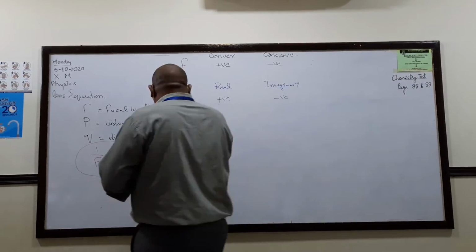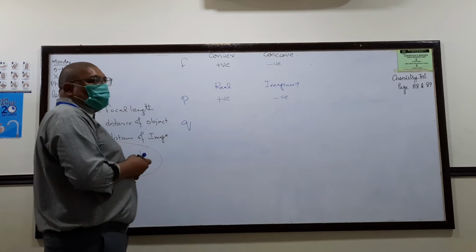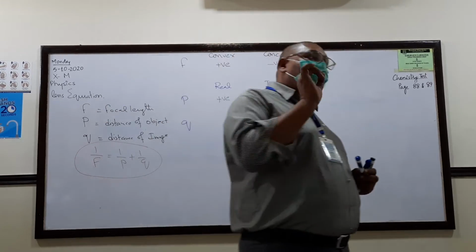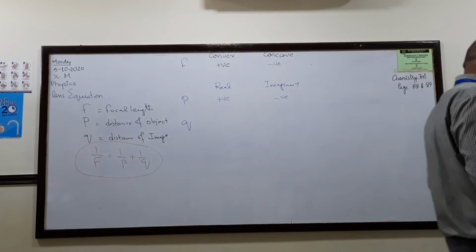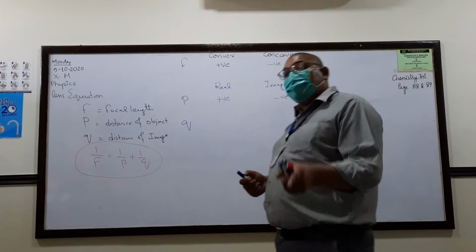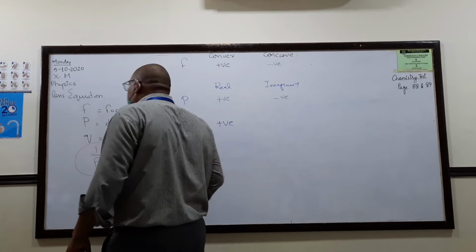Okay. So then we have the q value, which is the distance of the image from the optical center of the lens. If the image is real, the q value should be positive.